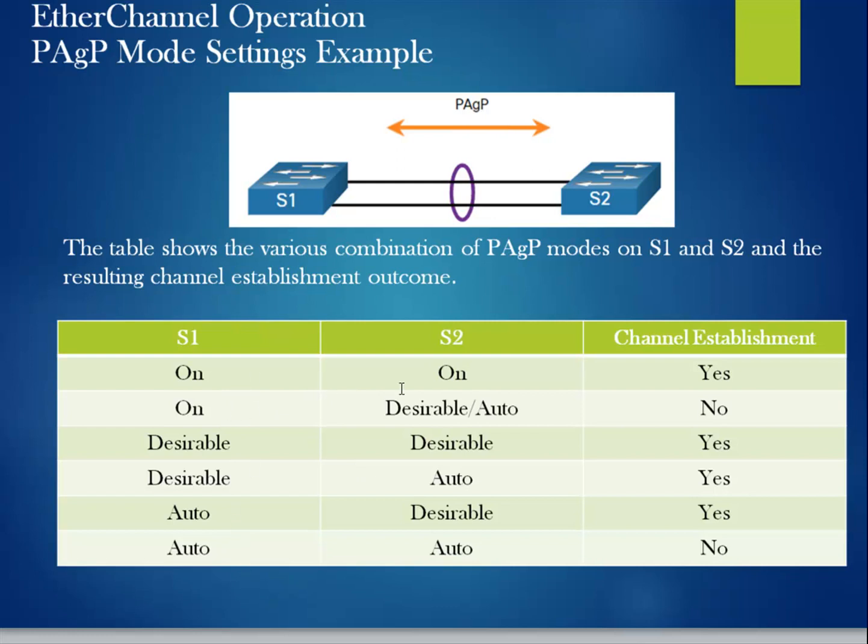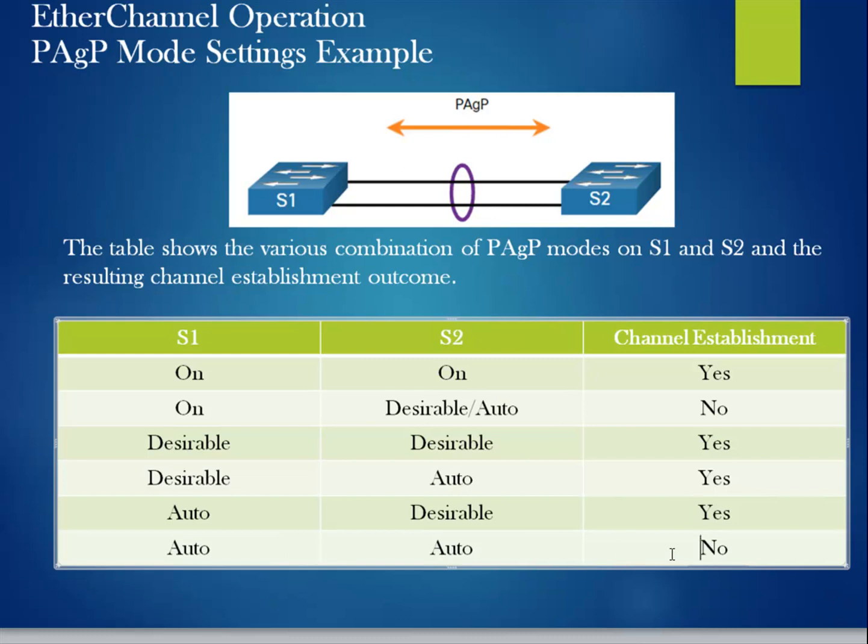So we can have different combinations. For example, the first, port 1 here is going to be in on, and also here it is going to be in on, which means a channel will be created. Then on with desirable or auto, in that case the channel establishment is no. If both ports are in desirable, you can have an EtherChannel. Desirable and auto, you can have an EtherChannel. Auto and desirable, you can have the EtherChannel.